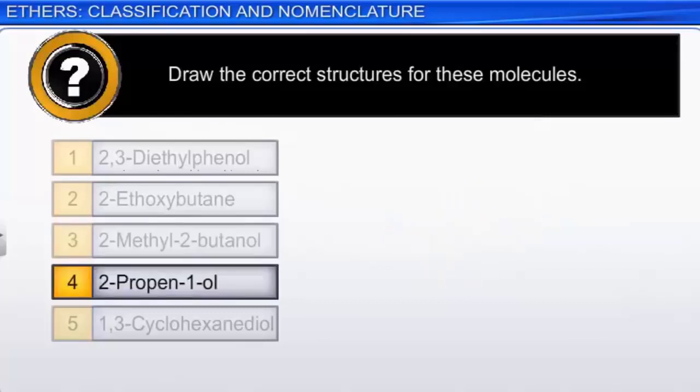Molecule 4 is 2-propen-1-ol. Start with a 3-carbon chain since it is a propane derivative. Put a hydroxyl group on carbon 1. The double bond starts with carbon 2. The hydroxyl group outranks the double bond in IUPAC nomenclature.